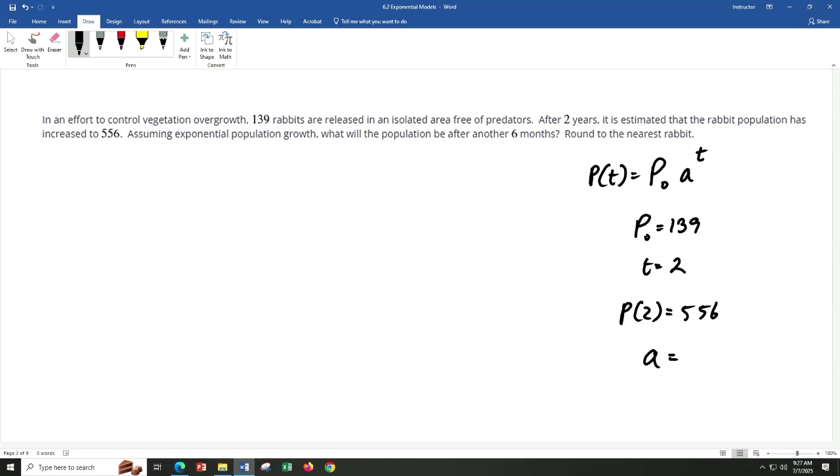I know that after 2 years, I'm going to have 556 rabbits, right? I also know my initial amount was 139. I do not know my A value, but I do know what? That's after 2 years. So let's just go ahead and come in here very carefully and start solving. Let's come in here and divide off this 139.